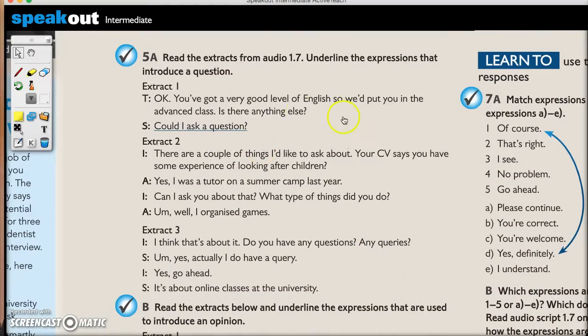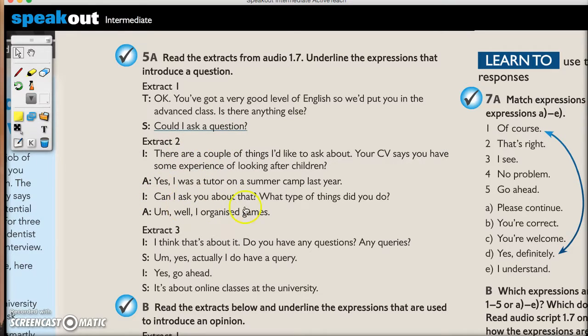Next, on the next page, it says read the extracts from the audio 1 to 7 and underline the expressions that introduce a question. You just need to pay attention here to how you introduce a question. So here the example is, could I ask you a question or could I ask a question? That's like saying, I'm asking you for permission to ask you a question. Sometimes you may even say, can I ask you a personal question? Because maybe people don't want to answer that type of question.